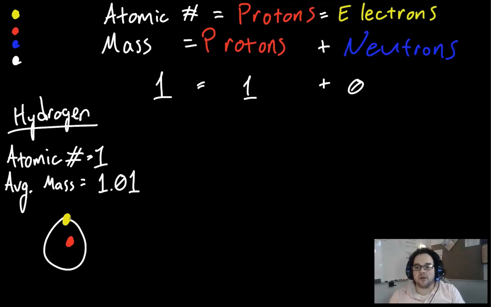Now sometimes you might get a hydrogen atom with a mass of 2. If this mass had been 2 instead, I would put a neutron in.